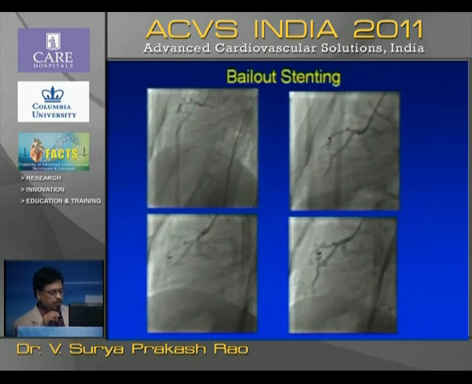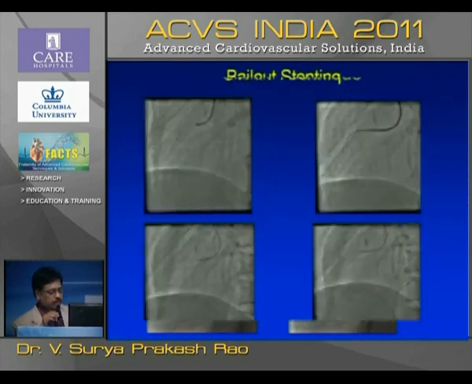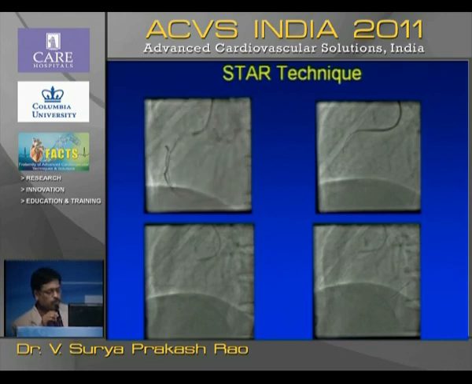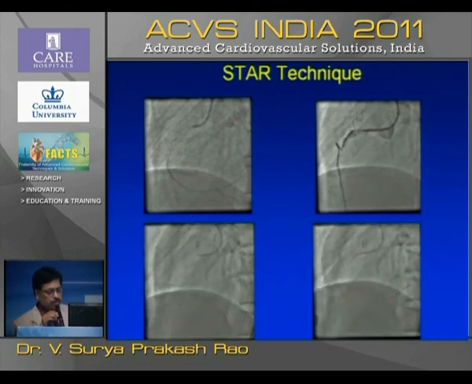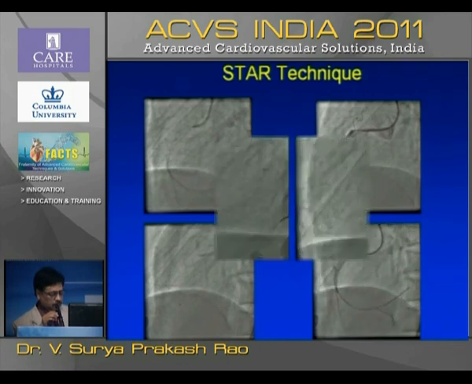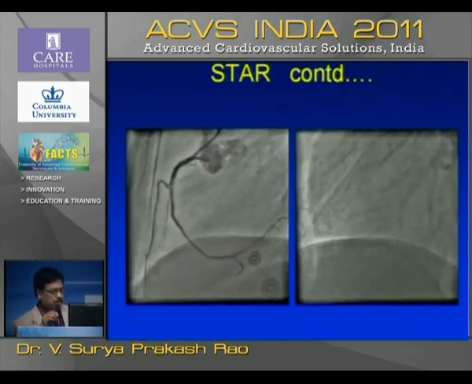There is a STAR technique. You can see sometimes you can enter the false lumen to true lumen and do the stenting. It is done in peripheral vascular disease. Now we are able to do it in coronary also. At 6 months follow-up, this patient's stent is patent. There is no subacute thrombosis.